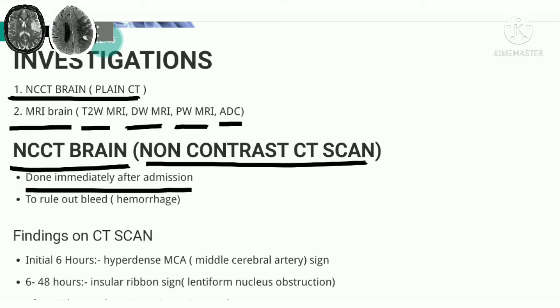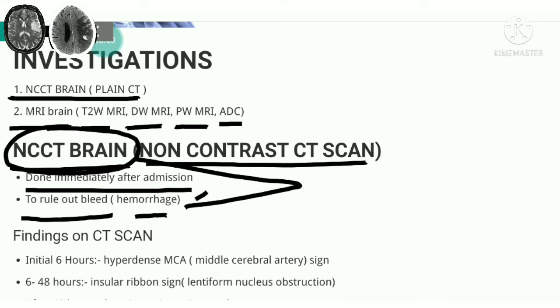But if the patient presents with such manifestations, then we have to go for the NCCT brain within 30 minutes. Why? To rule out the bleed, because CT scan brain, NCCT brain, diagnoses hemorrhage in almost 100% of cases. So if the NCCT brain is negative or normal, that means the patient has no hemorrhage, or no hemorrhagic CV stroke. So we can label it as an ischemic CV stroke. Okay. If NCCT brain is normal, that means the patient has an ischemic stroke, not a hemorrhagic stroke.